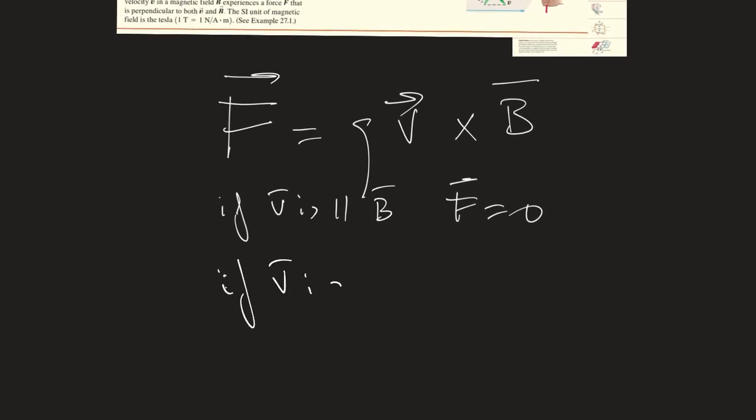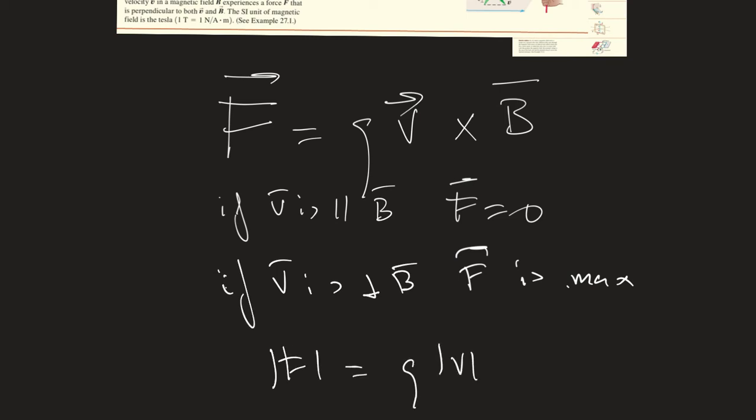If v is perpendicular to the magnetic field, the force is maximum. And the magnitude of the force is q, the magnitude of v by the magnitude of the magnetic field by the sine of the angle that they form. When the angle is 90 degrees, the sine of 90 will be 1 and the force will be maximum.